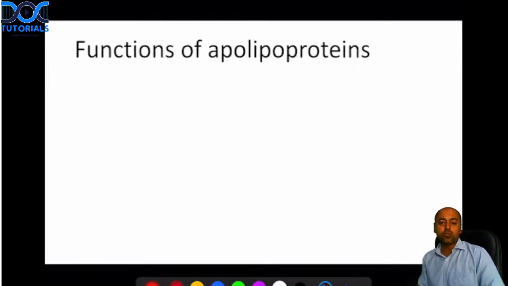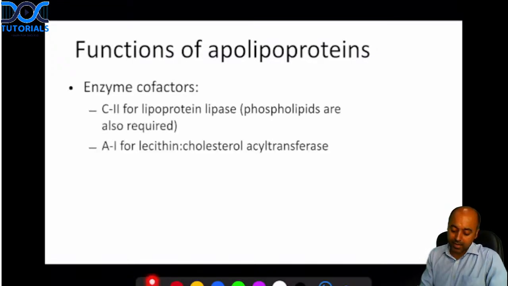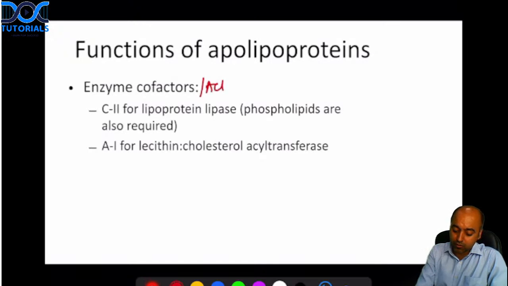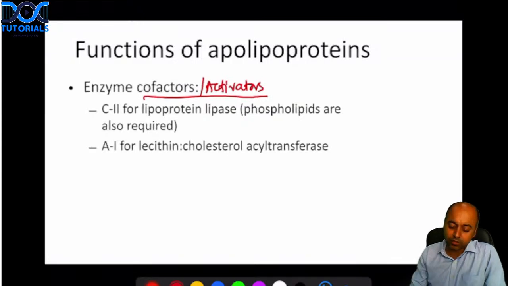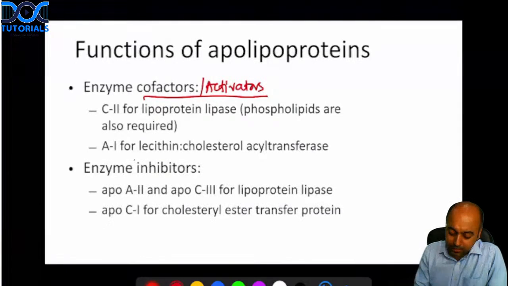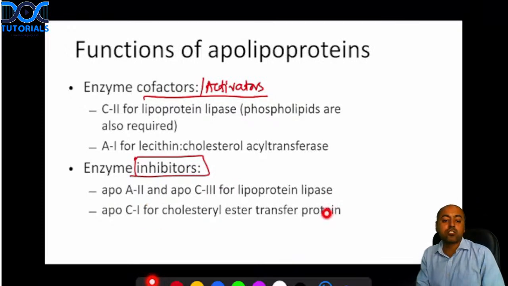Okay, here quickly take a look at the functions of the apolipoproteins. They can act as activators, also known as cofactors. Okay, C2 for lipoprotein lipase, A1 for lecithin cholesterol acyltransferase. They can act as inhibitors, A2 and C3 for lipoprotein lipase, C1 for cholesterol ester transfer protein.